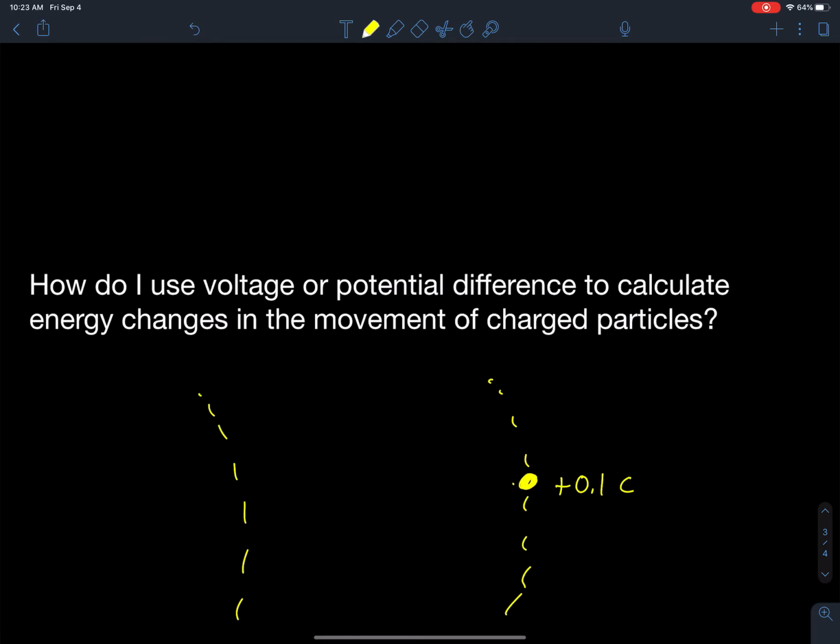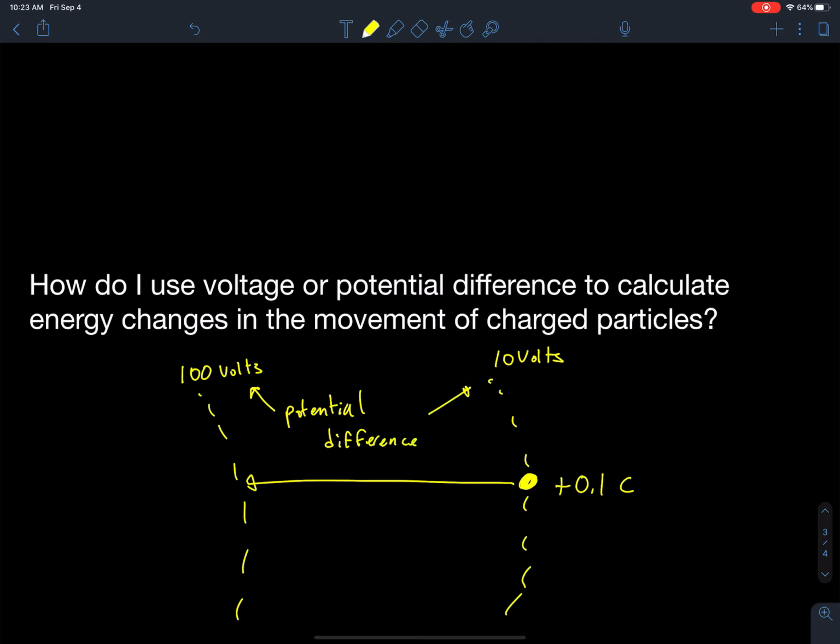I want to move to that point, and let's say that this is 10 volts, and this is 100 volts. What I would need to do is find out the potential difference. So what's the difference between 10 volts and 100 volts? The PD, which is potential difference, is going to be 100 volts minus 10 volts, which is 90 volts. Or another way of saying volts, if you remember, is 90 joules per coulomb.